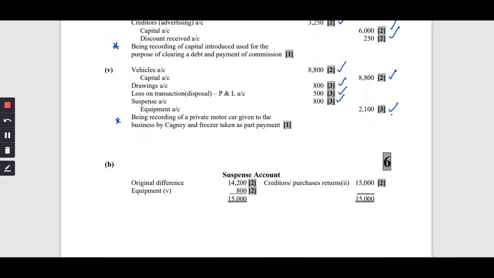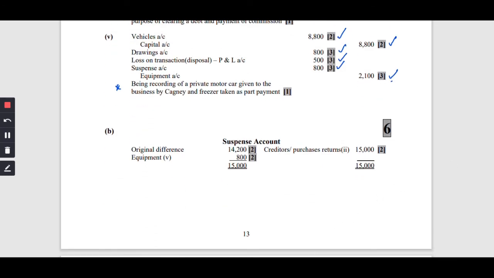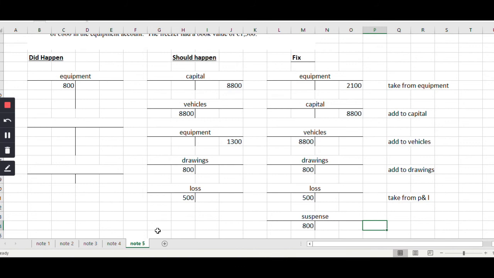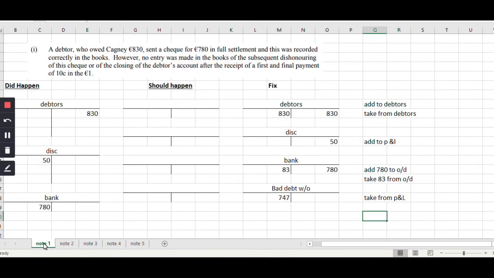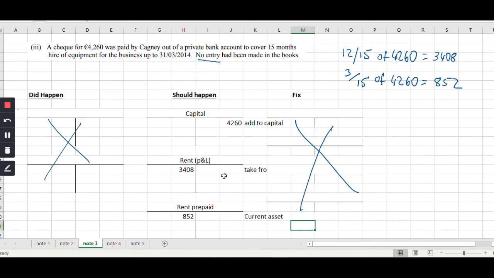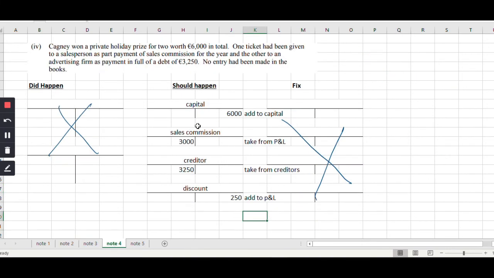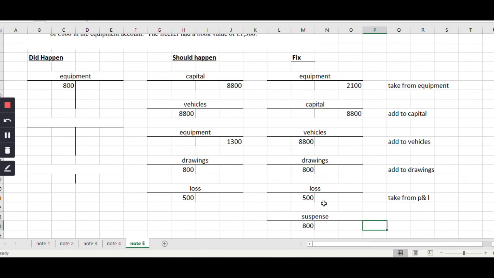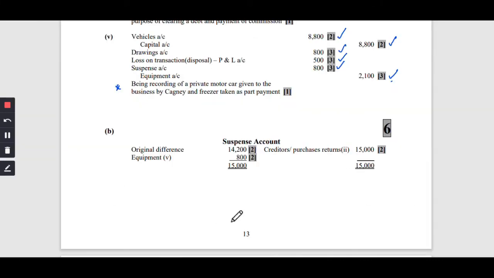Next, part B, very straightforward again if we have our notes correct. We are looking for our suspense figures. Note number 1, fix column, there's no suspense. Note number 2, there's a credit of 15,000. Note number 3, no suspense. Note number 4, no suspense. Note number 5, there is a suspense, debit 800. So if we go to our marking scheme, we have our 15,000 credit, we have our 800 debit, which gives us a difference of 14,200.